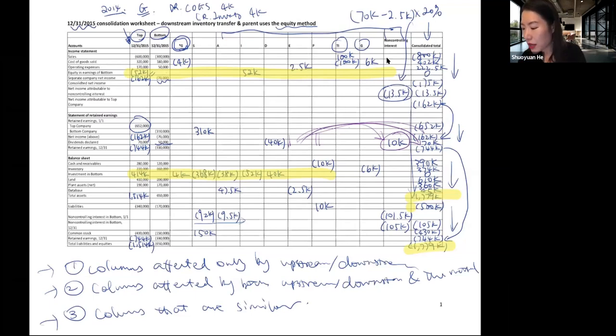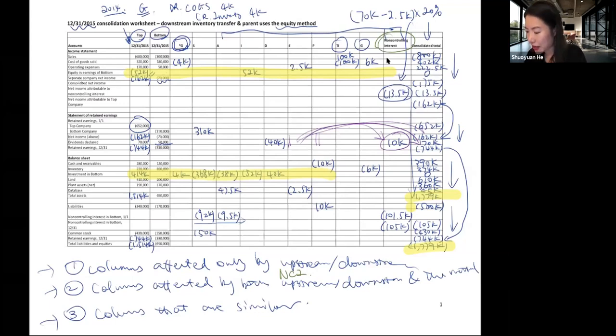So columns only affected by upstream or downstream. First, let's look at, this is obvious, right? Your non-controlling interest column. So I will write it here, non-controlling interest column. Non-controlling interest column is only affected by upstream or downstream. It isn't affected by the method you use.